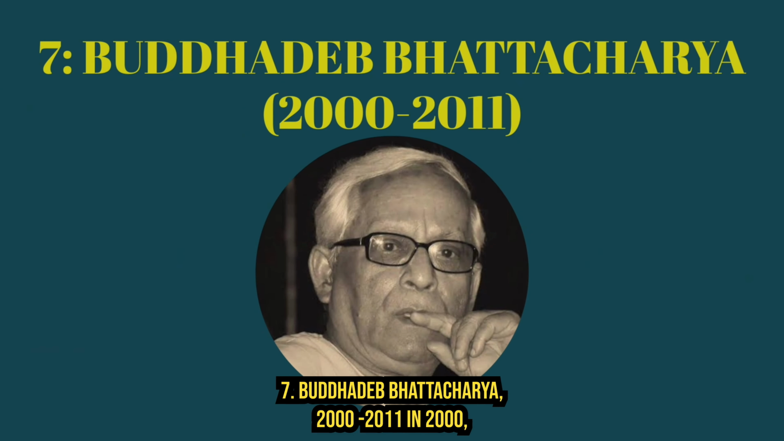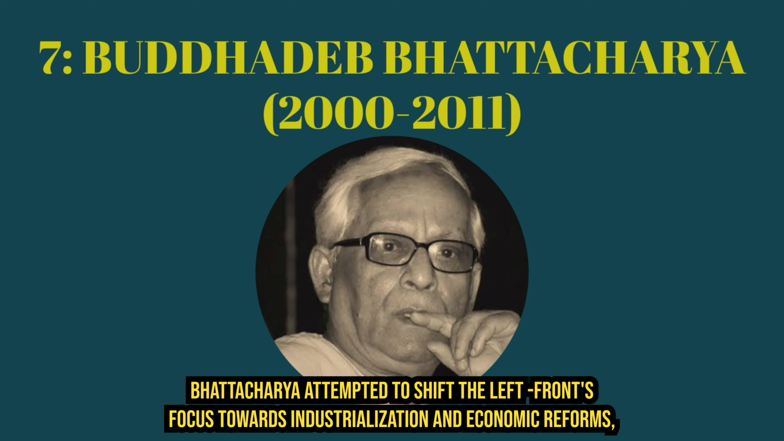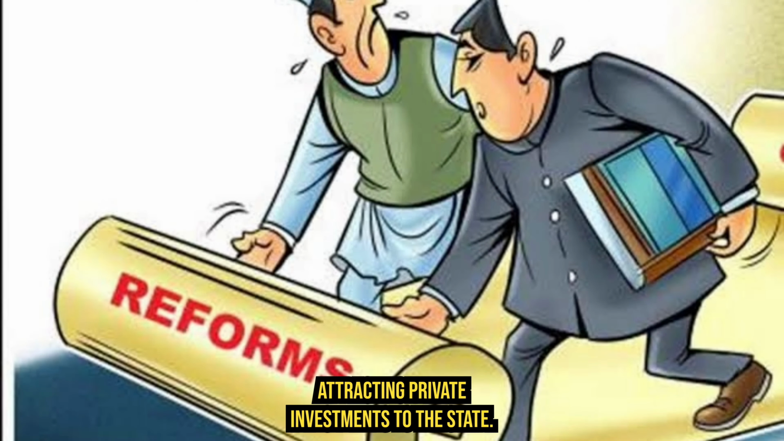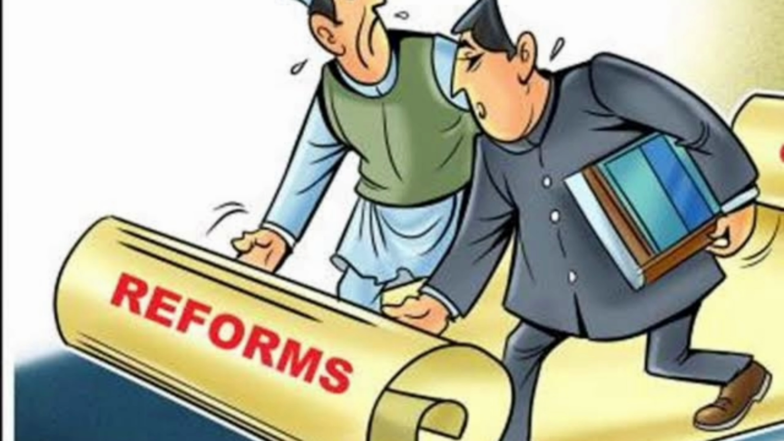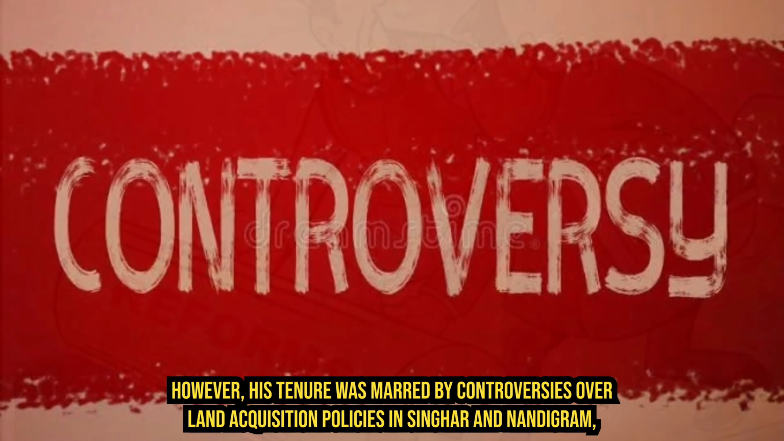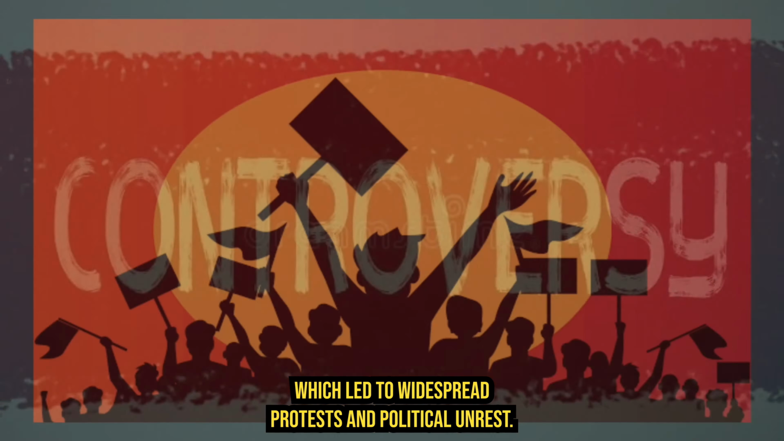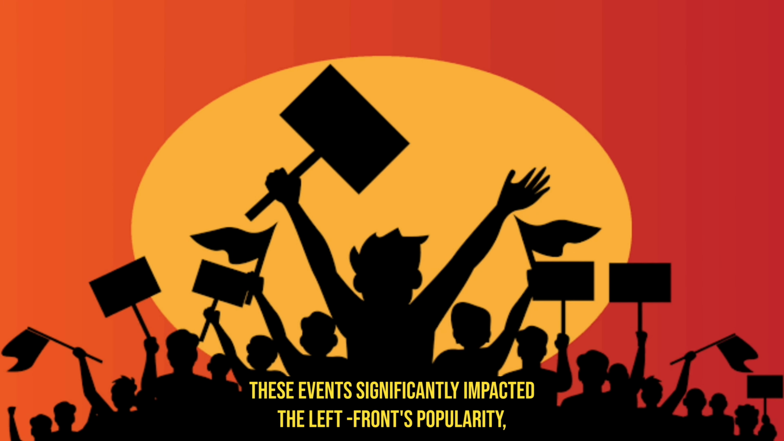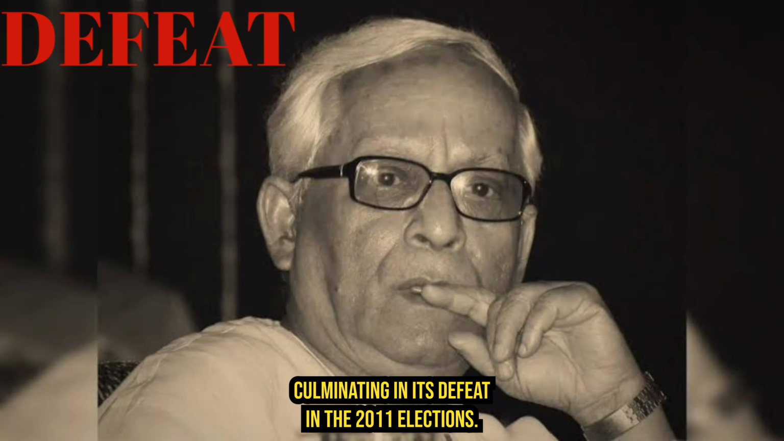Number 7. Buddhadeb Bhattacharya, 2000 to 2011. In 2000, Buddhadeb Bhattacharya succeeded Jyoti Basu. Bhattacharya attempted to shift the Left Front's focus towards industrialization and economic reforms, attracting private investments to the state. However, his tenure was marred by controversies over land acquisition policies in Singur and Nandigram, which led to widespread protests and political unrest. These events significantly impacted the Left Front's popularity, culminating in its defeat in the 2011 elections.